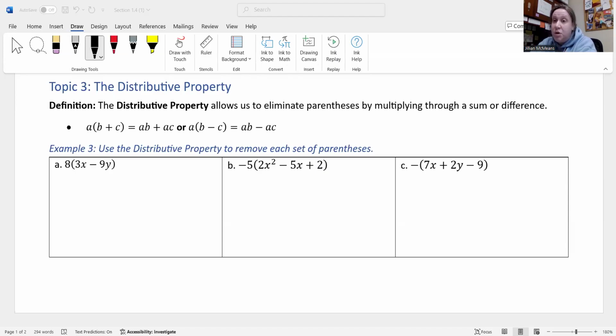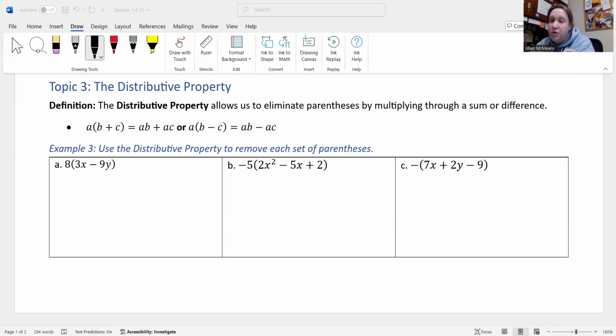Now, if we had subtraction inside parentheses, it works exactly the same way. You just need to be a bit more cognizant of your signs. So if I had A times parentheses B minus C, I would get A times B, and then A times negative C would end up giving me AB minus AC. So just be really careful with your signs there.